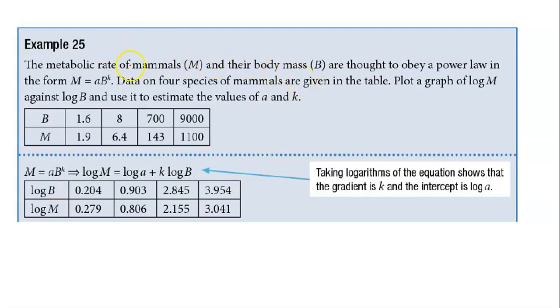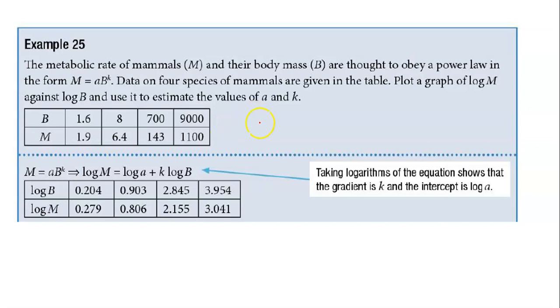The metabolic rate of mammals M and their body mass B are thought to obey a power law M equals A B raised to power K. Data on 4 species of mammals are given in the table. Plot a graph of log of M against log of B, and use it to estimate the value of A and K. Now see children, if B is 1.6, M is 1.9; if B is 8, M is 6.4; if B is 700, M is 143; if B is 9000, M is 1100.